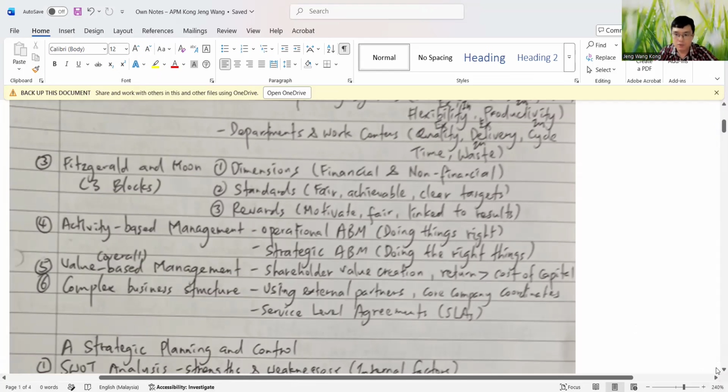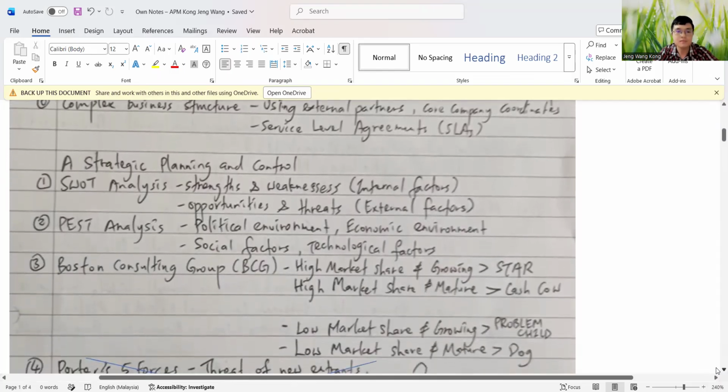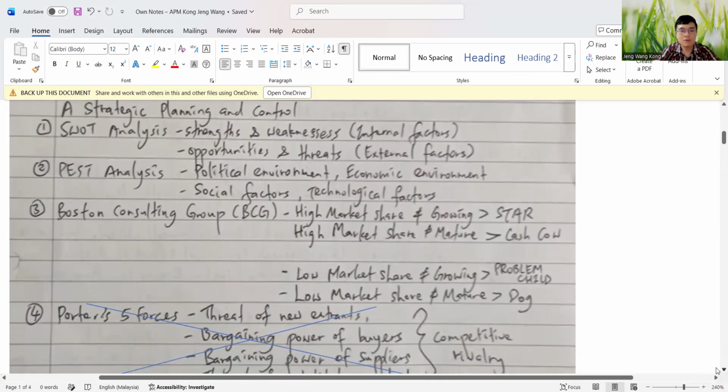Then we go to the next one. As you see here, Porter's Five Forces is already not in the new syllabus. So here we have SWOT analysis: strengths and weaknesses are internal factors; opportunities and threats are external factors. And here, PEST analysis: political environment, economic environment, social factors, technological factors.